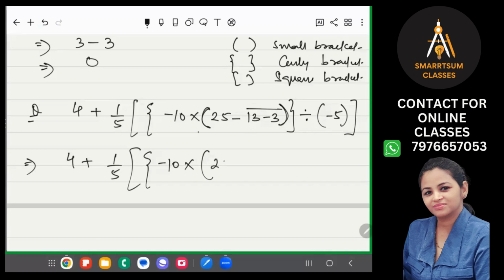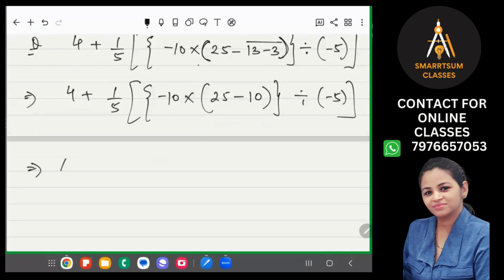Okay. So how do we solve this? We will solve 25 minus, now 13 minus 3 is 10. Getting that? Yes, Priyansh, are you getting this? Rest we will write as it is. So we will do this step by step. 4 plus 1 by 5. Now, 25 minus 10 is 15.